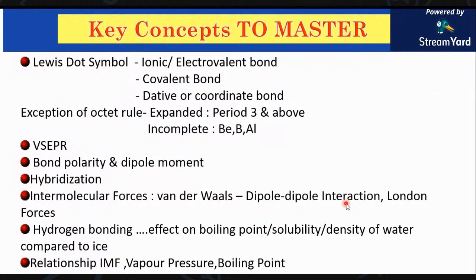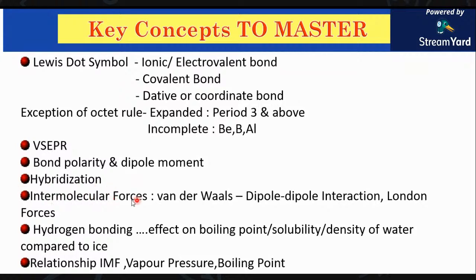As a summary for chapter 4, these are the key concepts to master. This is like a run through for you after you have finished your revision. These are the things that you should focus on again. Look back into it and make sure you have mastered it very well, like the Lewis dot symbol, the exceptions in the octet rule, and the VSEPR theory. Please look into bond polarity and dipole moment. Sometimes you just pass through this, but this is also a key concept, and questions can be asked.